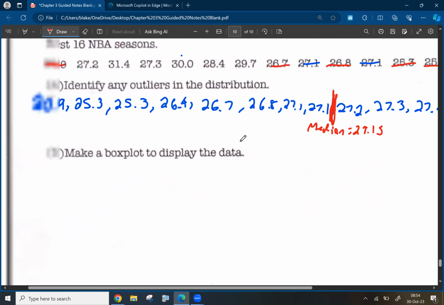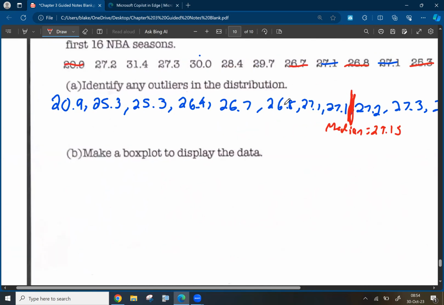Now we need the Q1. Q1 is the median of the first half. So there are 8 values here. So the median is going to be right here. It splits the first 4 values and the last 4 values. So the median of these two numbers, adding these up and dividing by 2, we're going to get Q1 equals 26.55.